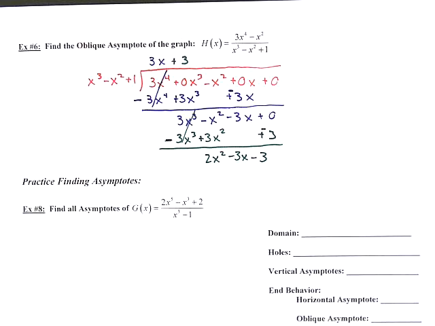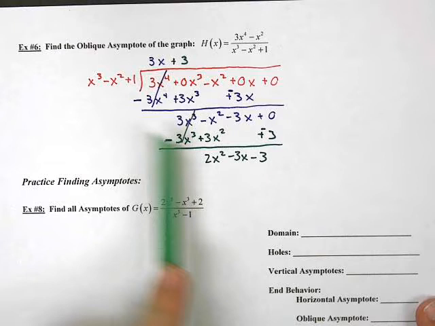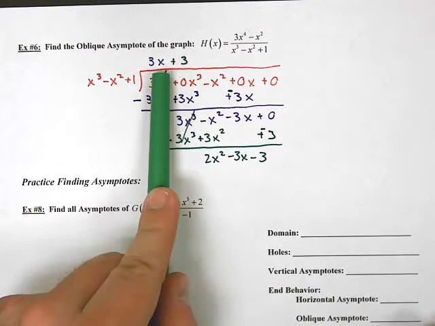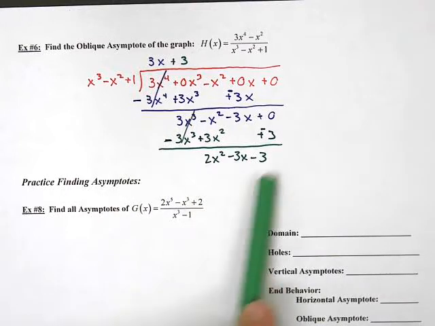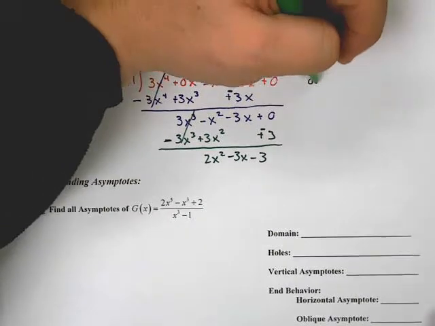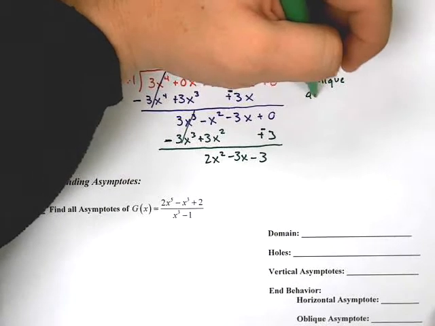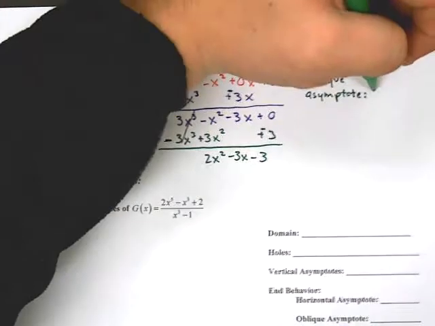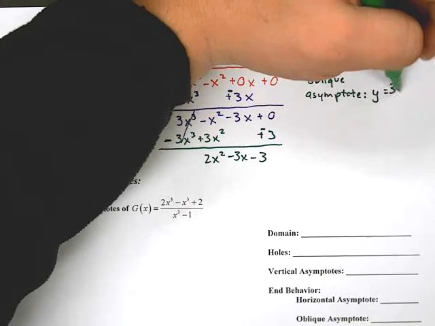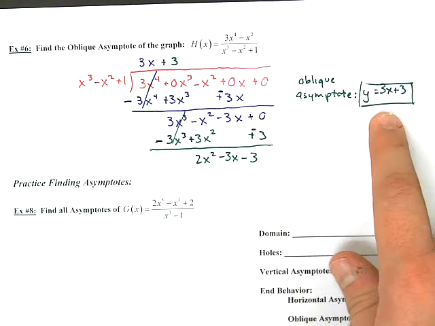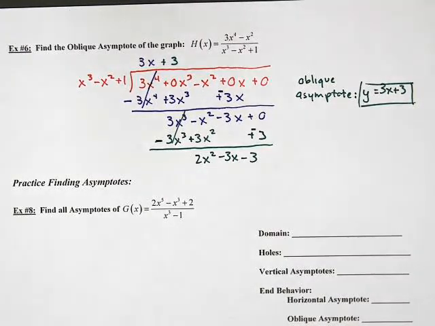Now what you need to understand here, guys, is we can't go any further, and the reason is because the degree here is larger than the degree of my new dividend. Alright, so we are done, and if you remember correctly from the first page, we do not care about the remainder. So to answer this question, we would say there is an oblique asymptote, and it is at y equals 3x plus 3. That was my quotient. That is my oblique asymptote. Alright?